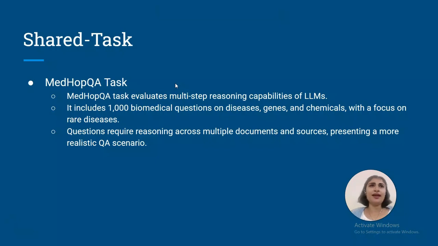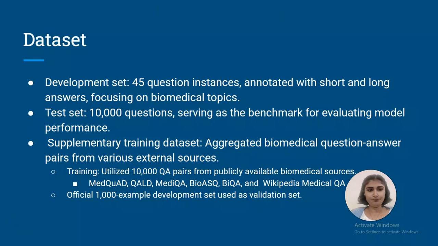The shared task MedHopQA is tackling this problem through two tasks. The first task is having a single hop, and the second task is having multi-hop reasoning on how to evaluate the LLM for giving the answer. MedHopQA has 1K biomedical questions on diseases, genes, and chemicals with a focus on rare disease, and the questions require reasoning to come to the answer, to have a more realistic scenario.